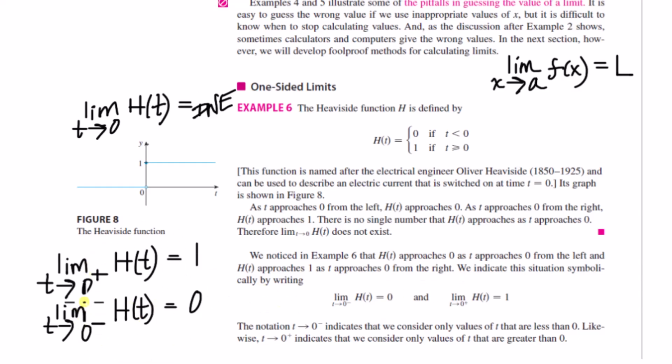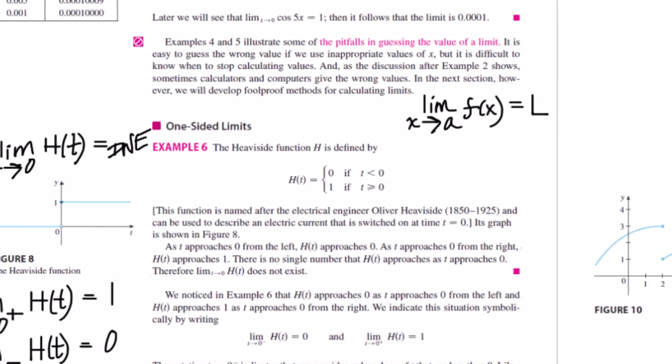You identify a limit as being one-sided by going to the input value and looking for a plus or a minus indicated. But if no plus or minus is indicated, then you're not dealing with a one-sided limit. Then this is making a statement about the limit as t approaches 0 in general, from both sides.